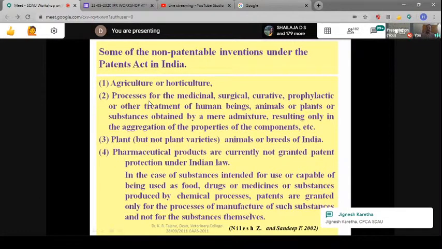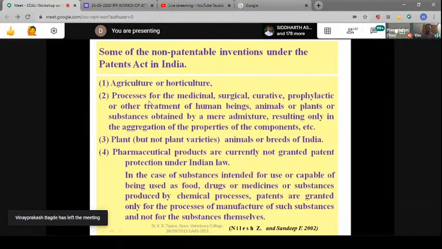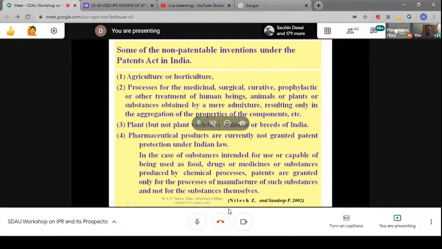Pharmaceutical products were previously not granted patent protection under Indian law. But now the things have changed; this is an older narrative. Now product patents have been granted in pharmaceuticals also.